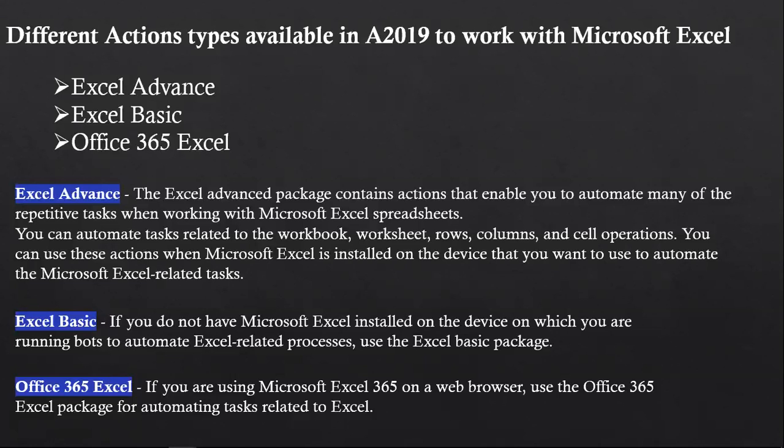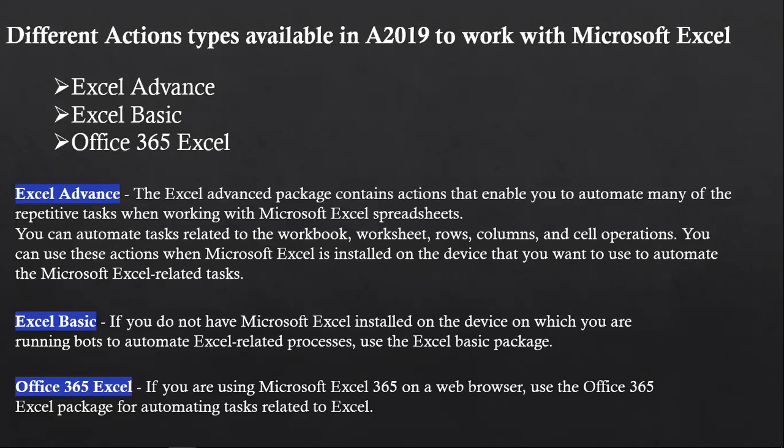So in this particular A 2019 they have added so many new features, so we will talk about those features also. All right, so now let's see the Excel Advanced options. So why are there three options available in this A 2019? The first option, Excel Advanced, is helpful when the Microsoft Excel application is installed in your particular system. So to use this Excel Advanced option, your Microsoft Excel should be installed in the system, right?